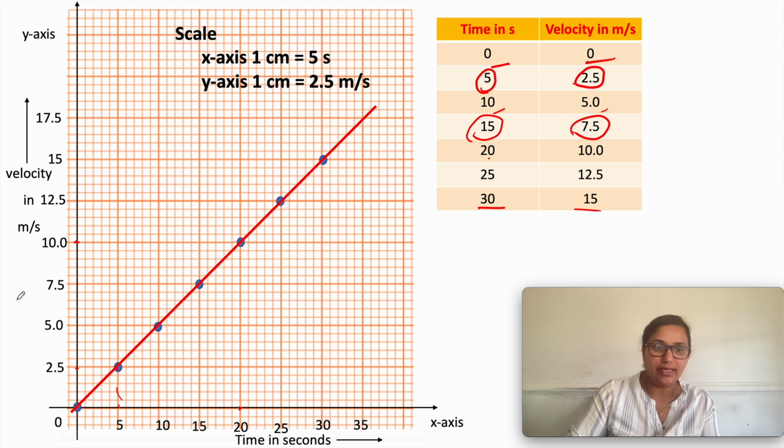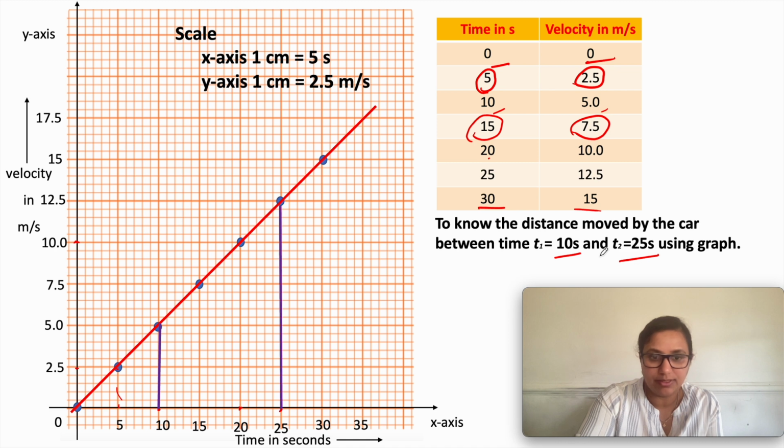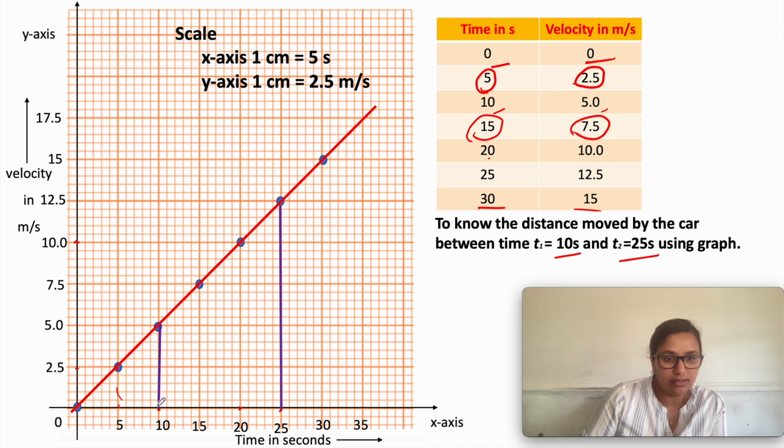We are going to calculate the distance traveled by the car between the time interval t1 equal to 10 seconds and t2 equal to 25 seconds. So we draw two lines to the x-axis where they meet at 10 and 25 seconds. As you can see here, the area under this line is not a triangle or a rectangle, but it is a combination of the two.